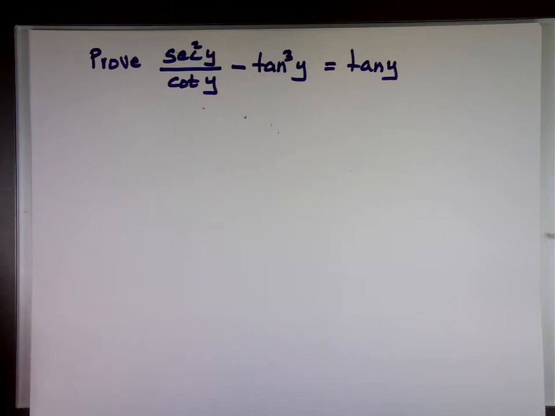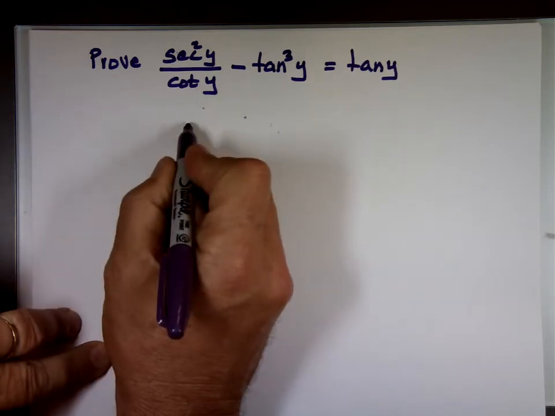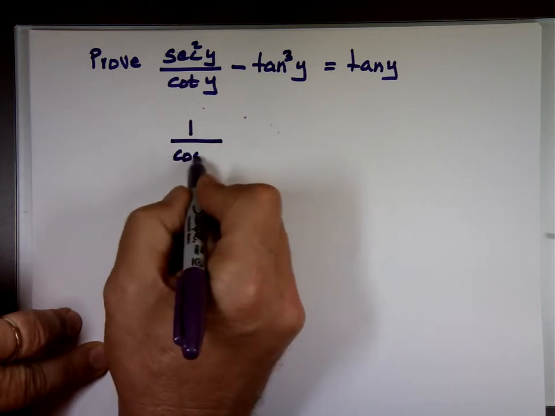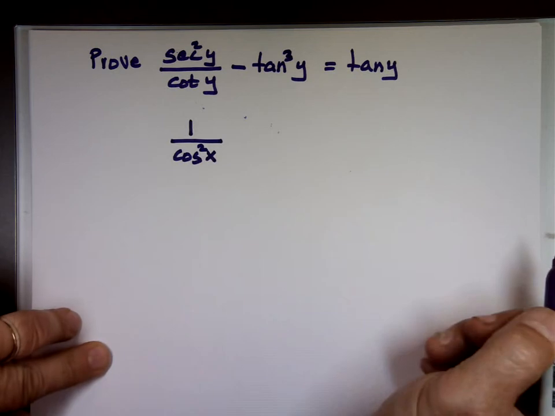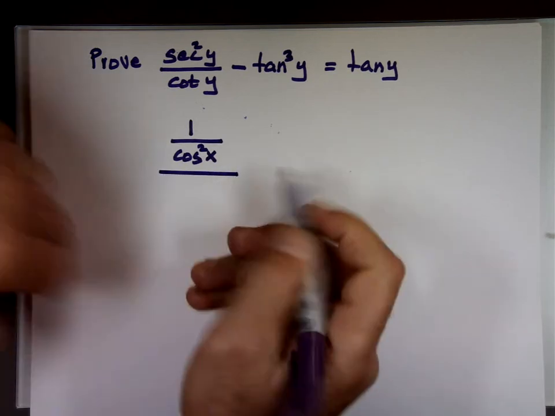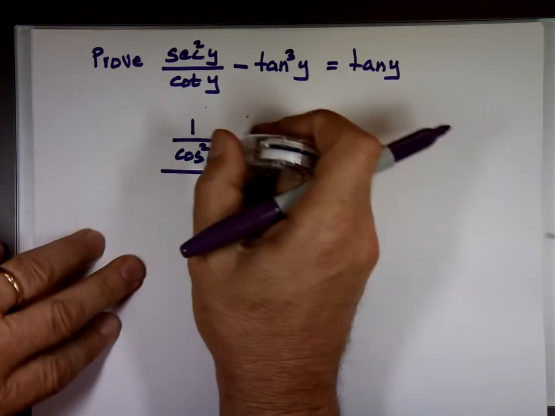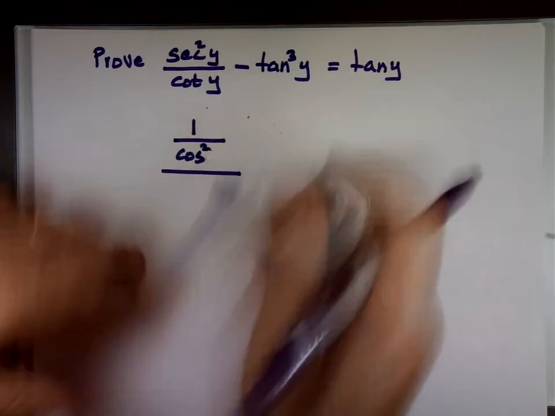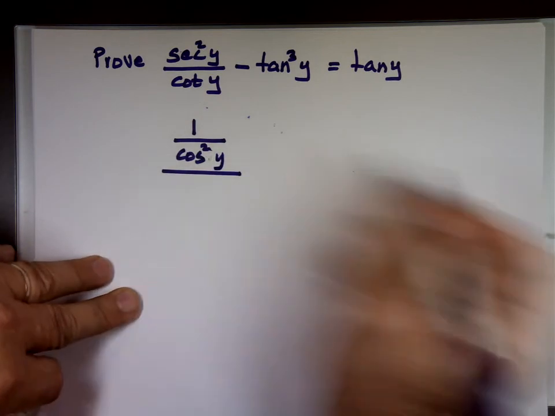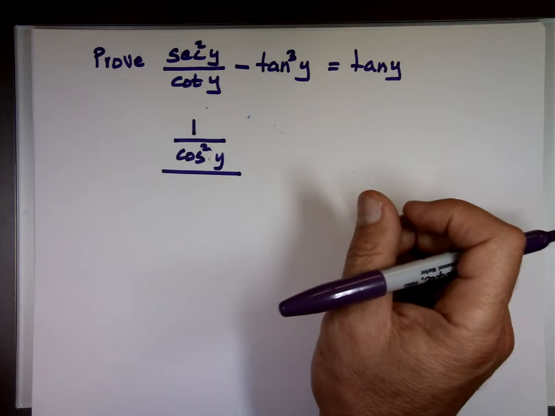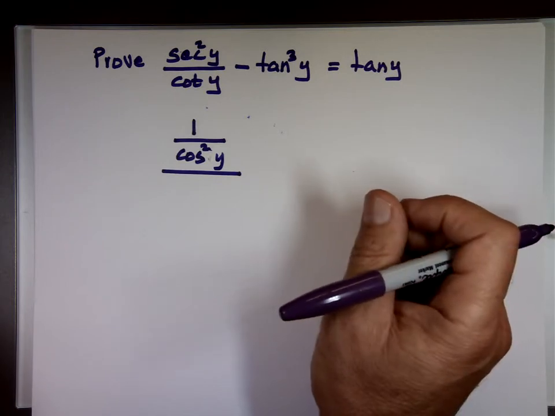Equals tangent y. Again, I'm going to go to the basics. Secant is what? 1 over cosine. 1 over cosine, that's squared. So it's 1 squared over cosine squared. Oh, y. I'm not using x, they're using y. Cotangent is cosine over sine.